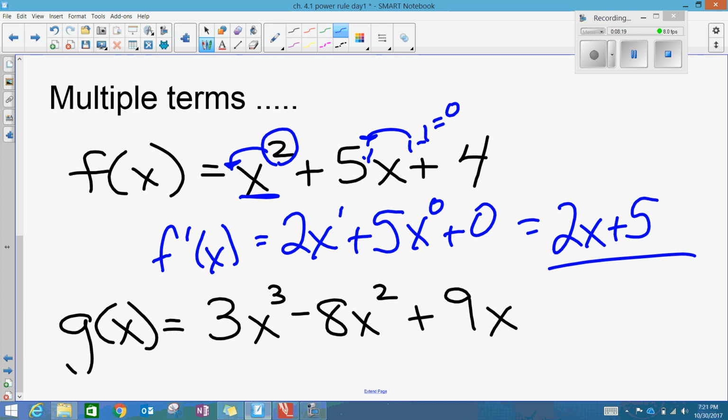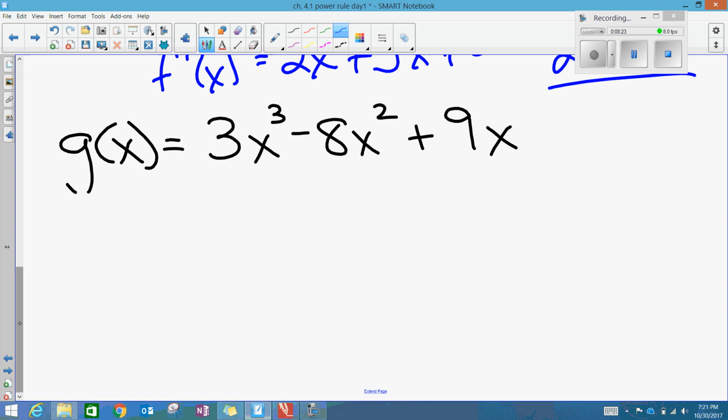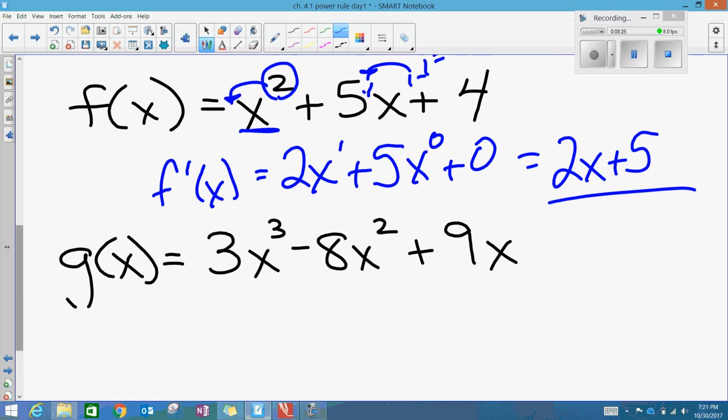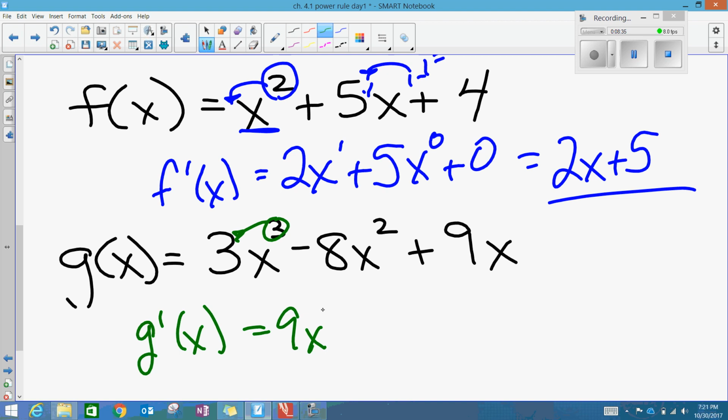And again, I know you guys will have questions, and we'll practice a lot, and then I'll take some questions next class. So let's try this next one. Again, taking term by term. So the derivative of the x cubed term, 3 times 3 is 9x squared, because 3 minus 1 is 2. 2 times negative 8 is negative 16x, right, because 2 minus 1 is 1.